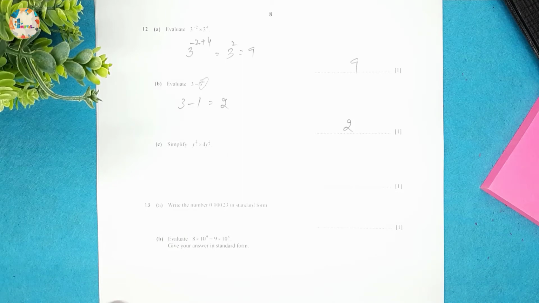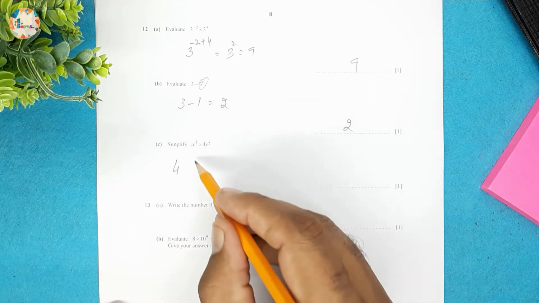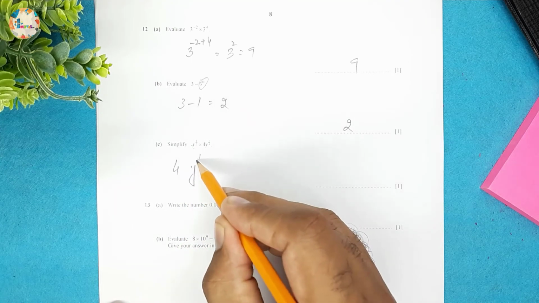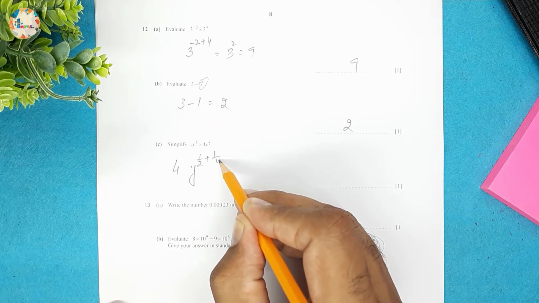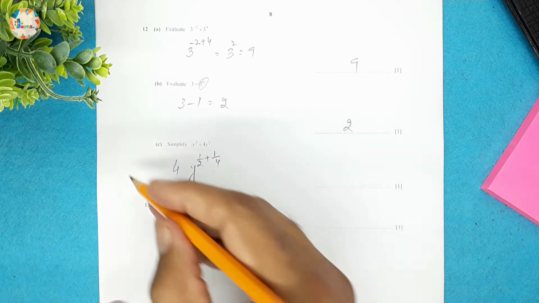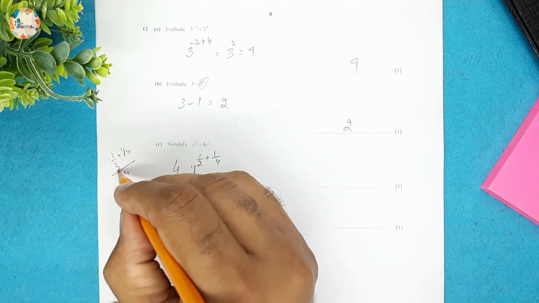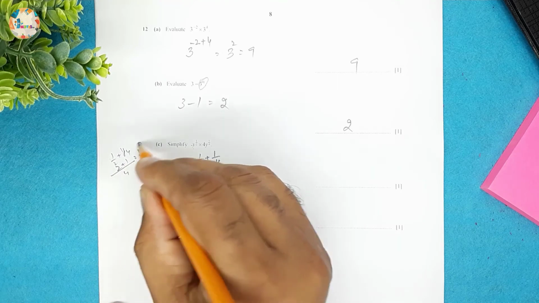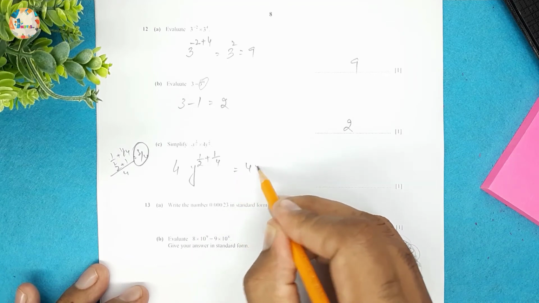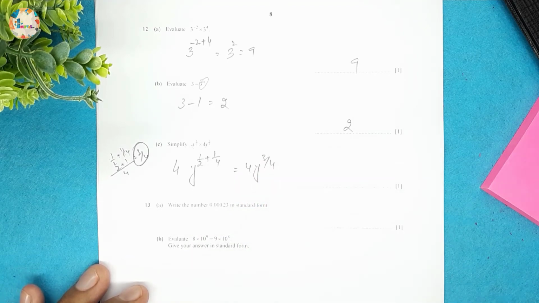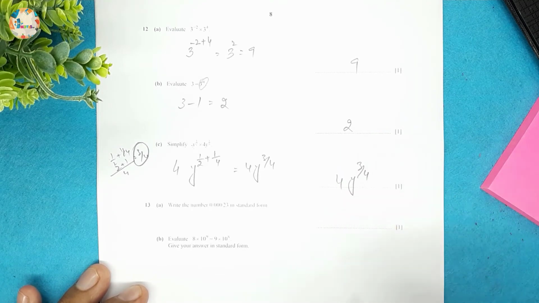Then next we have to simplify this. So the bases are the same. 4 we can write first, then y raised to the power 1 by 2 plus 1 by 4. So 1 by 2 plus 1 by 4, with LCM 4, so 2 plus 1, will be 3 by 4. So we can write it as 4y raised to the power 3 by 4. This will be our final answer over here.